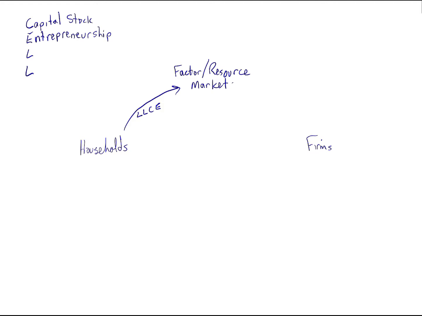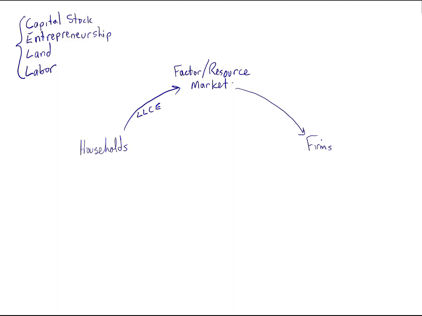Some economists leave entrepreneurs in the circular flow diagram, some don't. Some consider them a factor of production, others don't. I honestly don't have a strong feeling either way on that, but I'll put it in there for now. And then the last two factors are land and labor. So these four things are the factors of production that households sell in the factor market to firms.